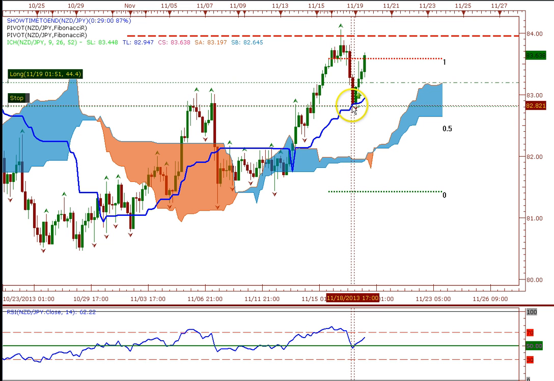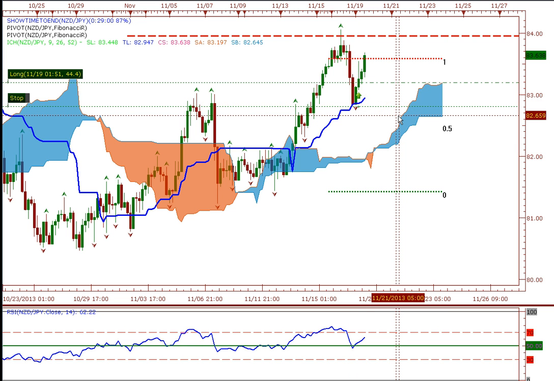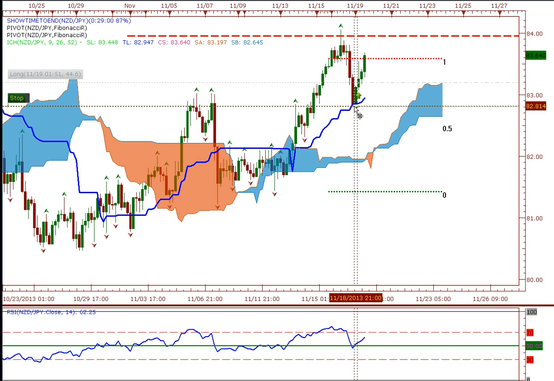Now I could have put an entry order right at the bottom of the Kijun-sen, right? But here's what happens. If I don't wait for confirmation, I put the order in here and price continues to drop down even lower. That's where you start losing a lot of your accounts. So you need to wait.